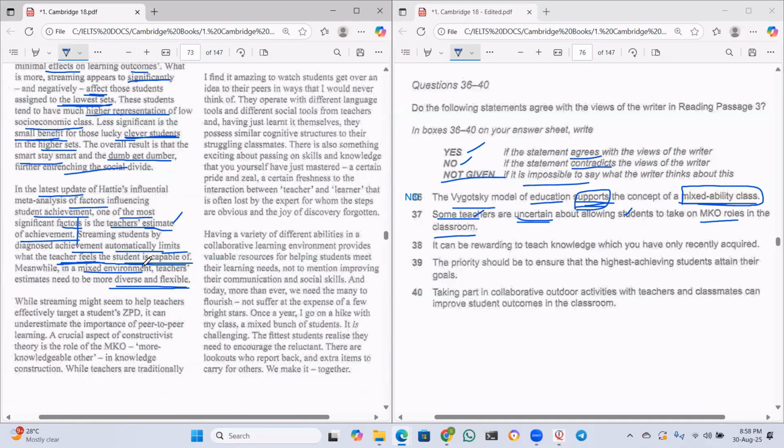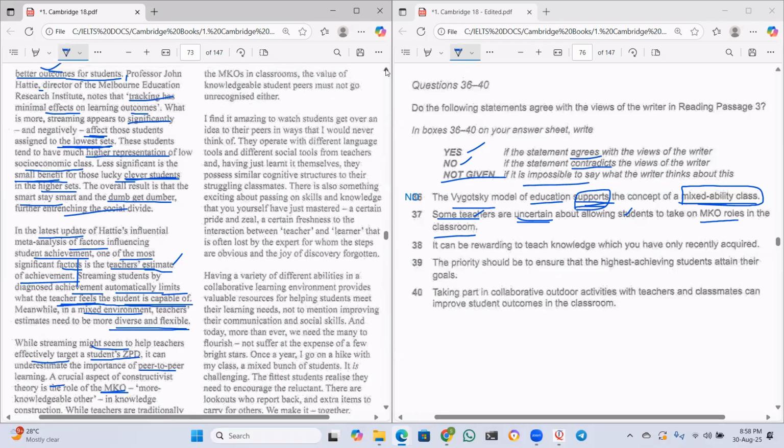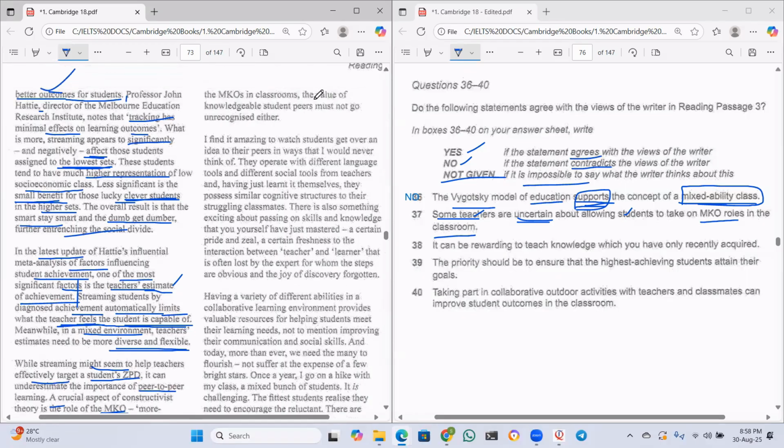I think it is here, right? So, MKO roles. Let us read this. While streaming might seem to help teachers effectively target a student's ZPD, it can underestimate the importance of peer-to-peer learning. A crucial aspect of constructivist theory is the role of the MKO, more knowledgeable other. MKO means more knowledgeable other in knowledge construction. While teachers are traditionally the MKOs in classrooms, the value of knowledgeable student peers must not go unrecognized either.